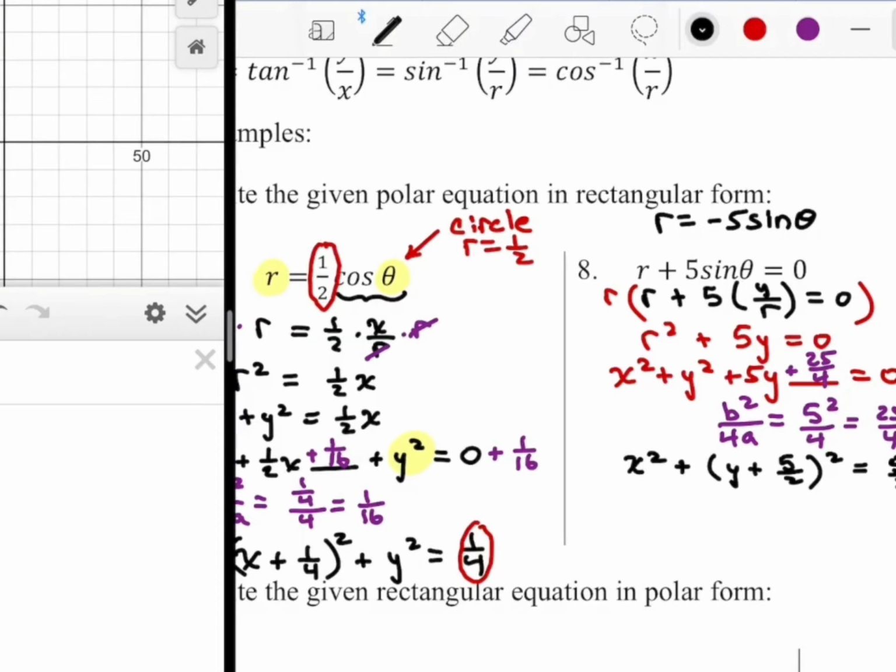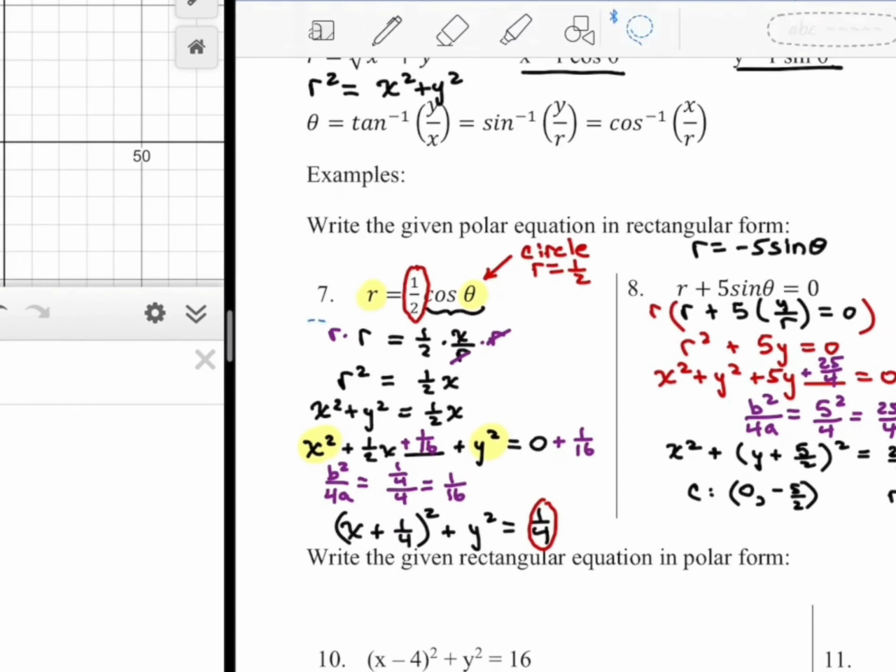All right, so from this we get, well, oh, sorry. I wrote 5 over 2 for some reason. Oh, that was interesting. 25 over 4. So for this one, we would get a radius equal to 5/2. The center would be 0, comma, negative 5/2. So it does appear that there's a relationship between the center and the radius in both cases.